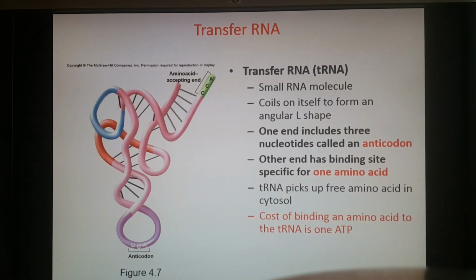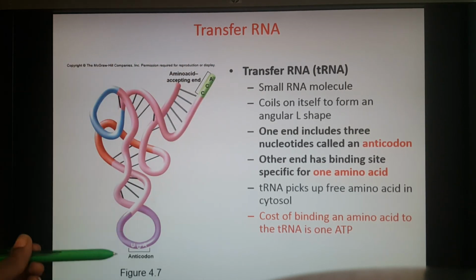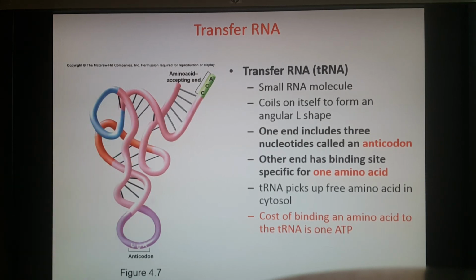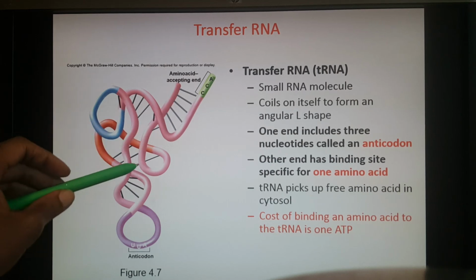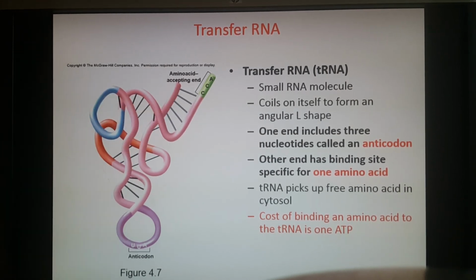Here's a blow up of our tRNA, which is again our transfer RNA. This end will bind to the amino acid. Here's our anticodon at the bottom. Even though there is a little bit of pairing to create this tRNA shape, it's still one strand of genetic material that makes that tRNA.